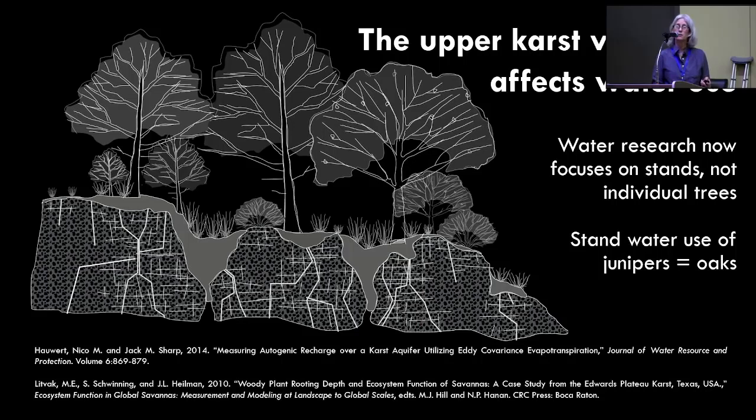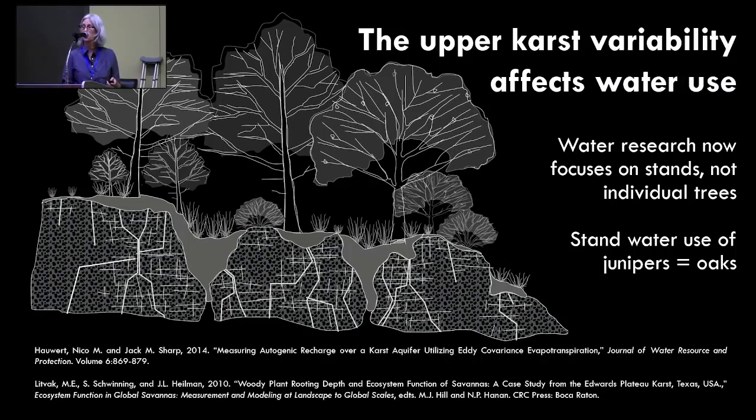The upper karst variability affects water use. When Dr. Keith Owens came out with his water use study in 1996, citing one juniper growing in full sun, he said 33 gallons of water per day. In his abstract, if you read to the bottom, after the first sentence, he then says, however, due to extreme variability, this can only be applied to that one juniper. Did the media go with that?